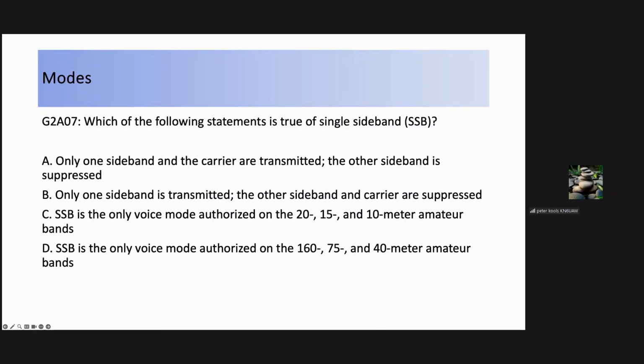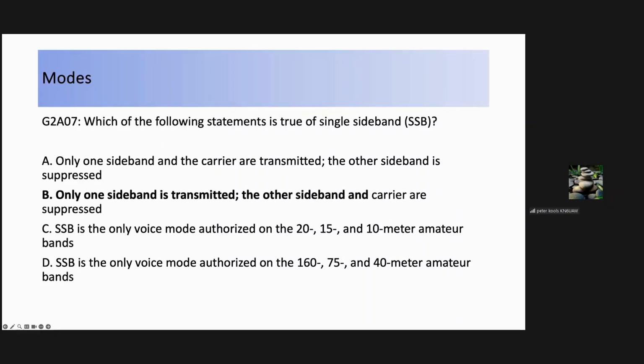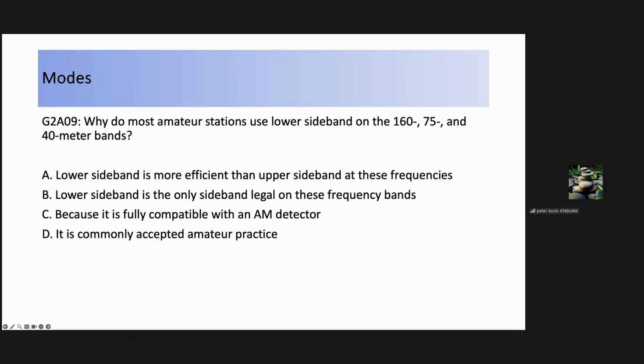Which of the following statements is true of single sideband? Only one sideband is transmitted. The other sideband and the carrier are suppressed, and they're suppressed by the transmitter before the signal leaves the antenna port on the back. Why do most amateur stations use lower sideband on the 160, 75, and 40 meter bands? Because it's a commonly accepted amateur practice.